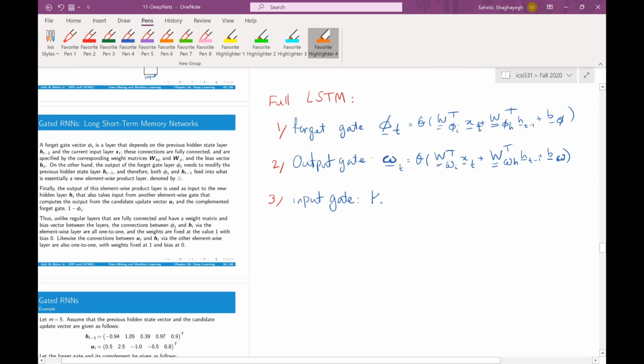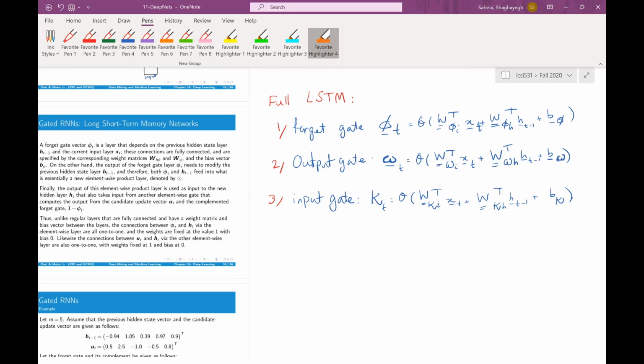And that is kappa_t, which is sigmoid of W_kappa_I transpose x_t plus W_kappa_H transpose h_{t-1} plus b_kappa. Okay. So this is the full LSTM.